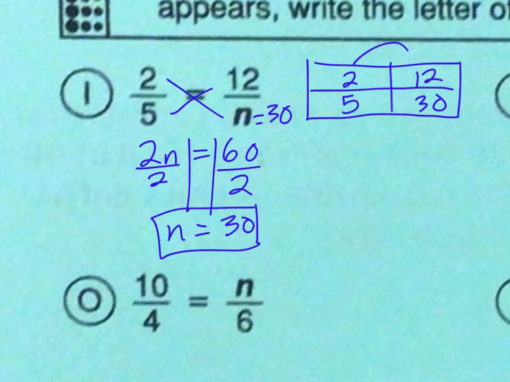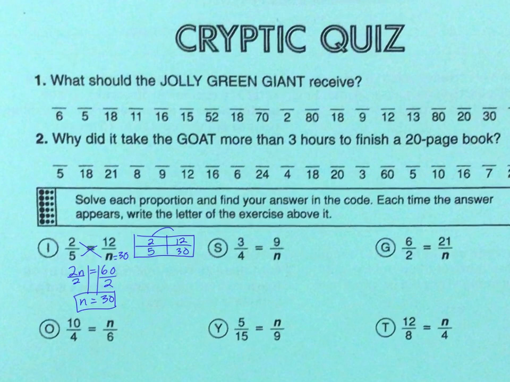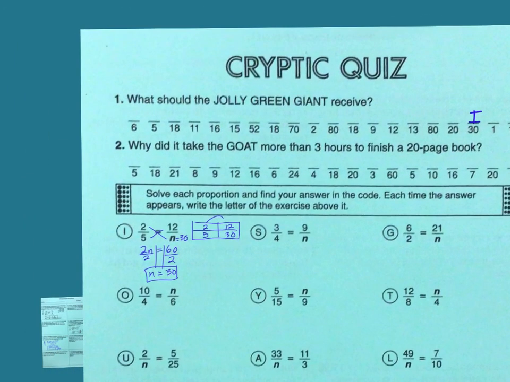Oh, and by the way, once you get that 30, you're going to go up here and find the number 30 in here, and I can see it right over there. It is I, so I'm going to write an I on 30. Okay, so that is what you're doing on this paper, and look and see if there's any other 30s. I don't see any. So you're going to answer the question: what should the Jolly Green Giant receive? And then also, why did it take the goat more than 3 hours to finish a 20-page book?